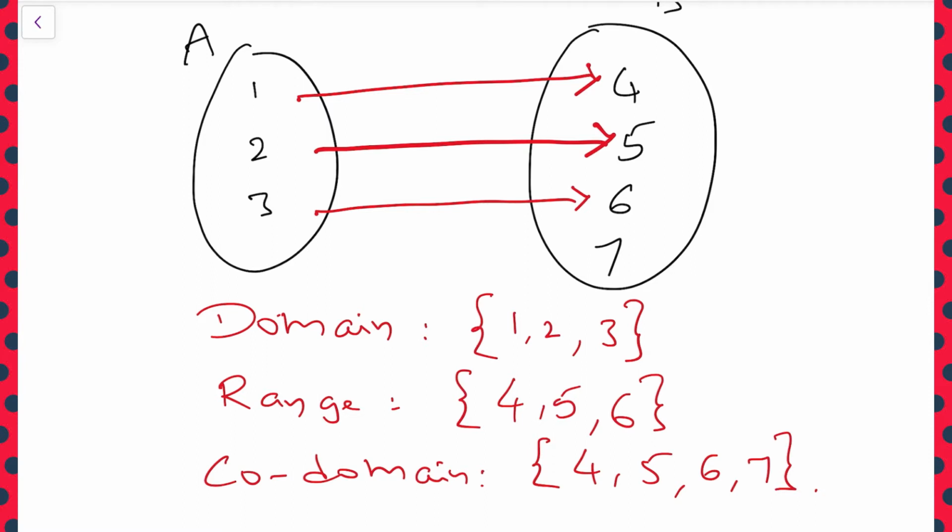Domain is nothing but the numbers we are substituting in the place of x. Range is nothing but the answers we are getting after substituting some number. Then codomain is nothing but whatever elements are present in the total set B. So this is the difference between domain, codomain and range.